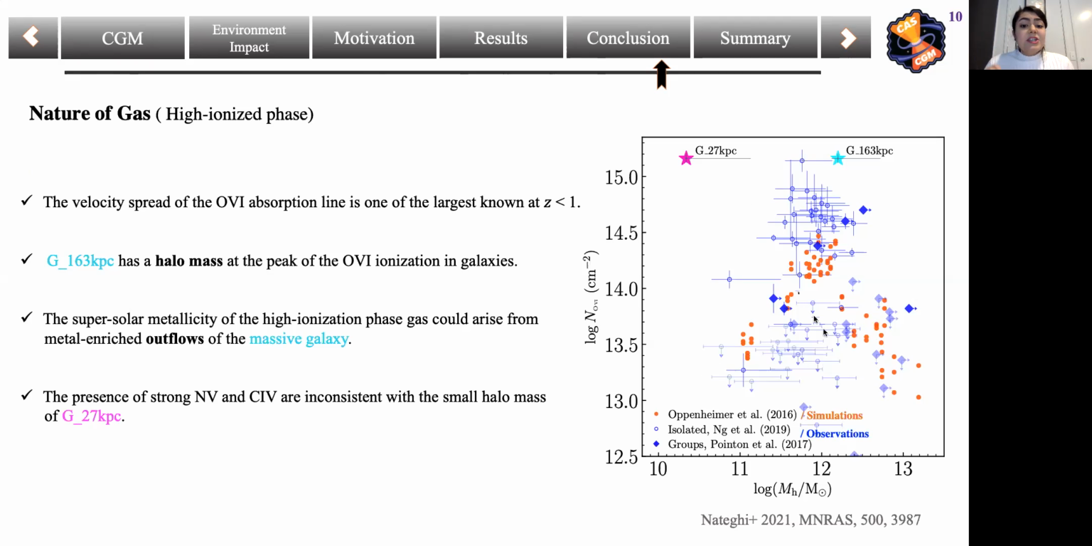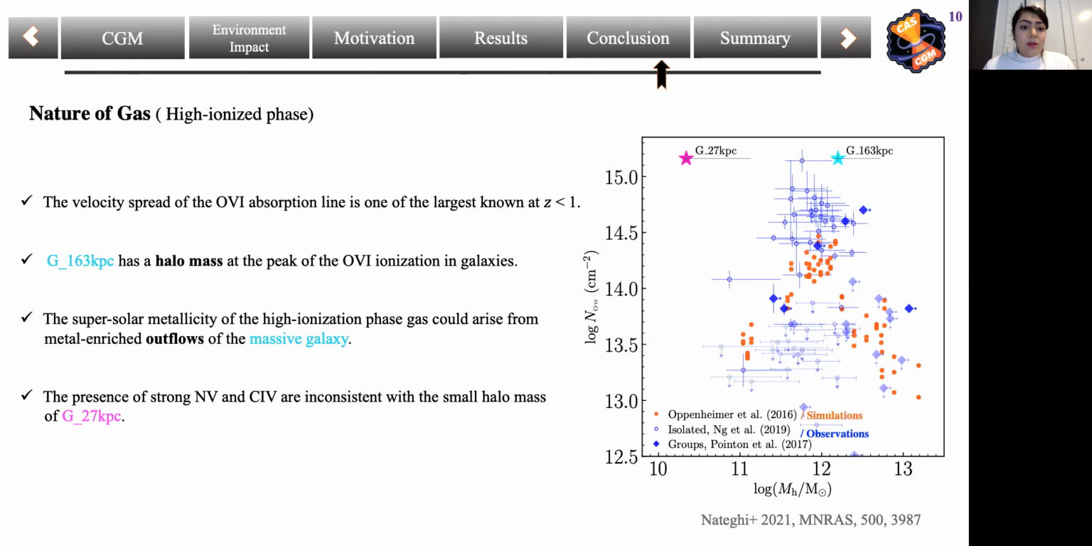In fact, in the CGM of higher mass halos, temperature would be favorable to produce higher ionization states of oxygen, like oxygen-7 or oxygen-8. In this figure, the dwarf that we call G27 and the massive distant galaxy that we call G163 are marked with the stars. Even though both galaxies are plotted at the same column density, the massive halo of G163 resides around the peak of this trend and most probably contributes the oxygen-6 components in this absorption system.